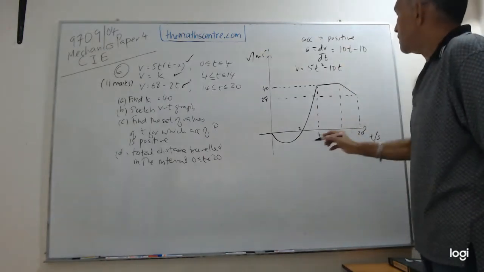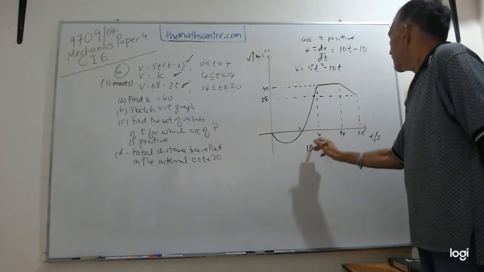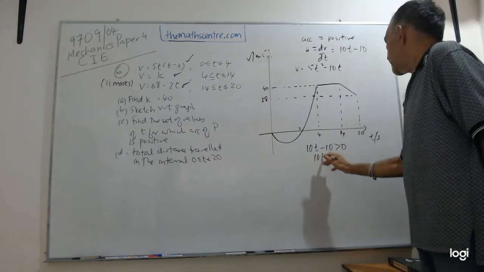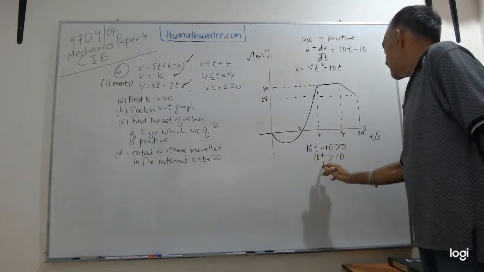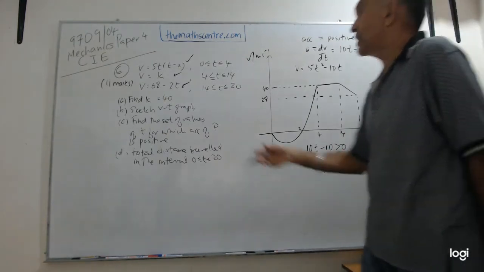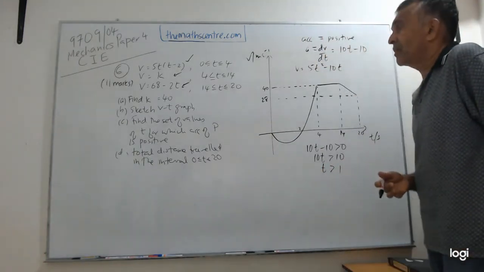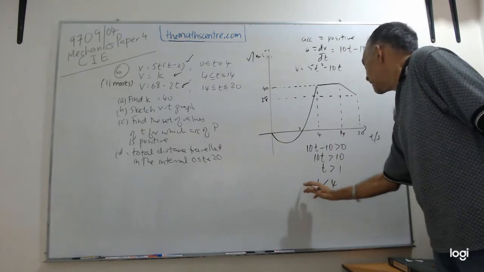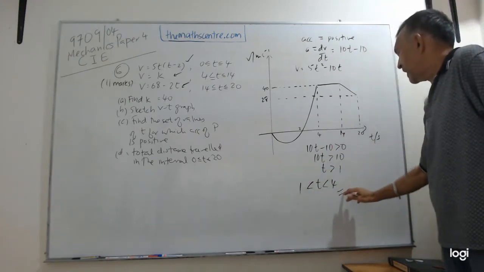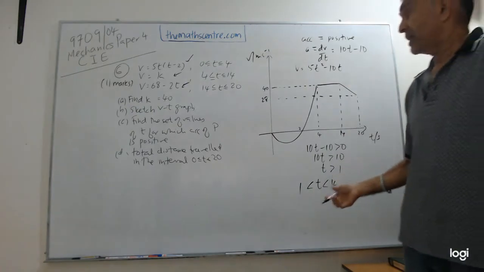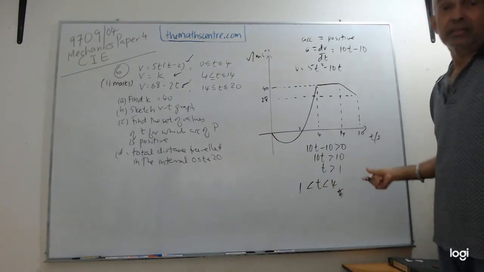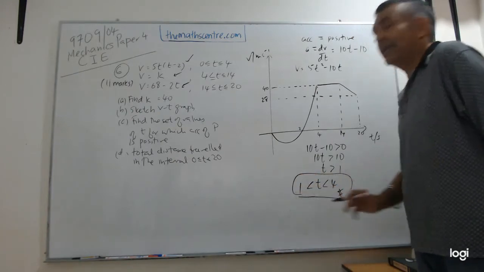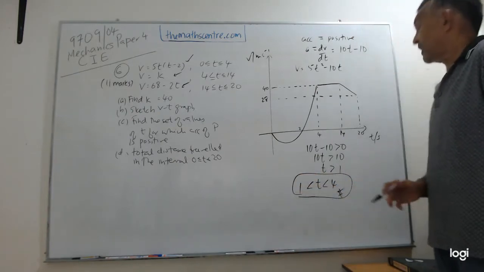So acceleration is positive, so 10t minus 10 is positive. Therefore 10t is bigger than 10, therefore t is bigger than 1. So for what set of values of t is the acceleration positive? For t bigger than 1 and less than 4. If you write this as less than or equal to 4, it's no big deal, but it must be bigger than 1, less than 4.